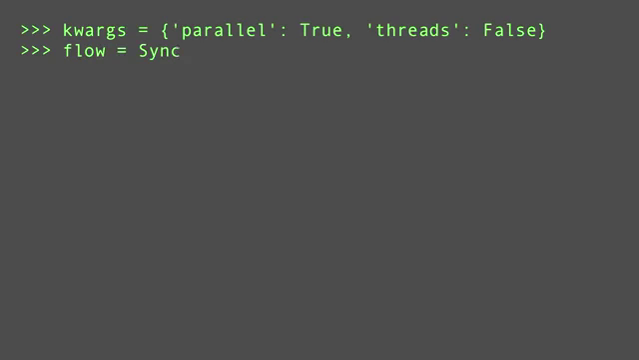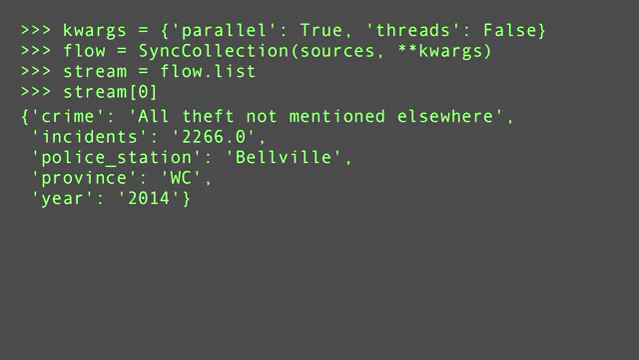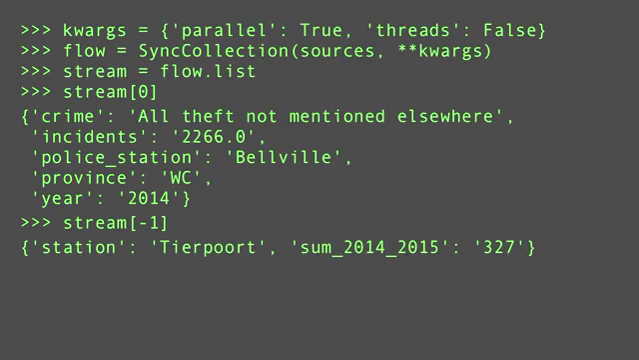And then there's processes. When you want to use processes instead of threads, you just pass the argument threads equals false. Then you are using multiple processes instead of threads. So if you have some fetching that involves using the CPU instead of input-output, then you would use this method.